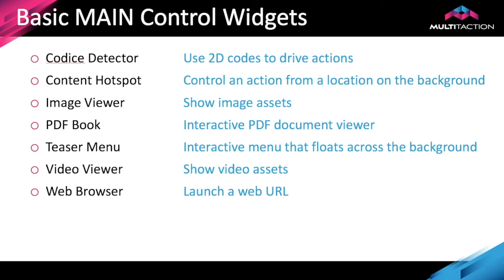A PDF book, this is a great way of showing PDFs because someone can literally flick through it like an animated book. The teaser menu is those floating menu options that you recall I showed you on the first example application. The video viewer, just like the image viewer, shows video type assets, and the web browser can be supplied a URL to launch into a website. And with all of these, there's the capability to control what size they are, where they are, how they're interacted with, and how they disappear from the display once you're done.